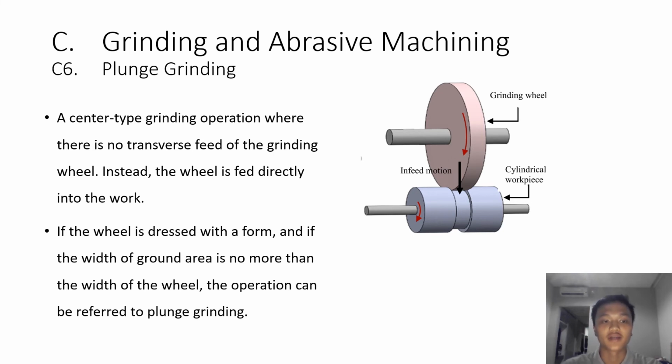Plunge grinding is a center-type grinding operation where there is no transverse feed of the grinding wheel. Instead, the wheel is fed directly into the work. If the wheel is dressed with a form and if the width of the ground area is no more than the width of the wheel, the operation can be referred to as plunge grinding.